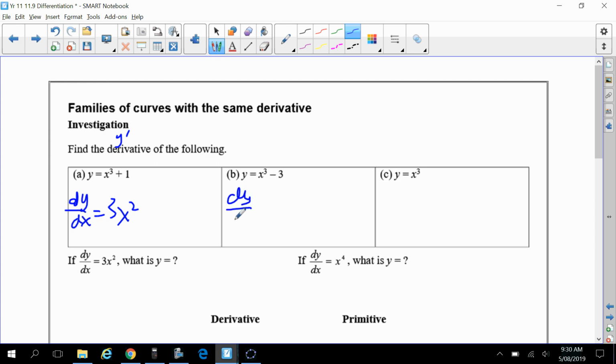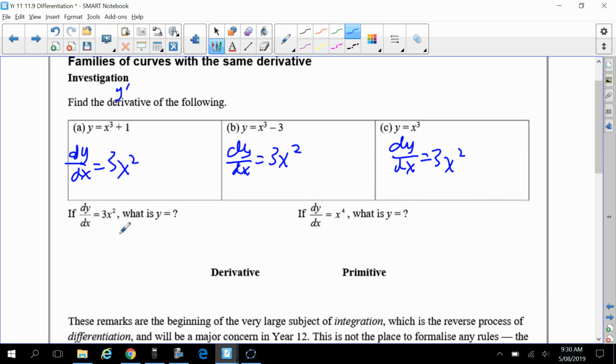dy/dx is 3x squared. dy/dx, also 3x squared. And the question is, if I give you the derivative, what's the original function? Well, obviously, is it this guy? Yes. Is it this guy? They all have the same answer. So which one do I write?